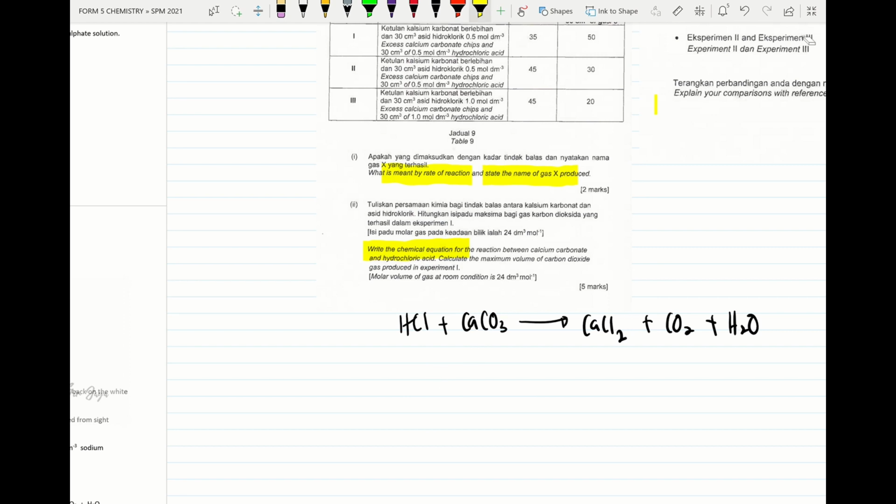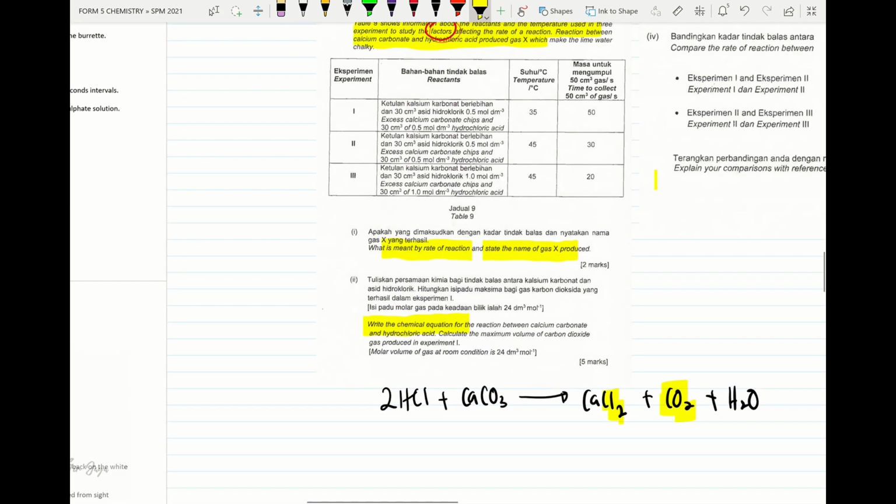All right, so balance the equation. We need to balance the chloride: 2 chloride, 2 hydrogen, 2 hydrogen. The rest is balanced. And from this reaction, we already got the gas released. If we see here, the gas is collected, 50 cm³.